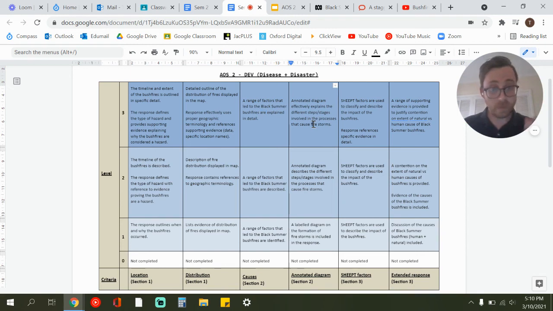Section 2, the annotated diagram. I need to make sure that for each of those steps, each of those parts that I'm labeling on my diagram, I'm not just saying lightning, I am explaining what it is and how it's contributing to the bushfire. Section 3, getting towards the end now. Factors are used to classify and describe the impact of the bushfire using specific evidence in my detailed response. And then the final one, that extended response question where you evaluate to what extent. A range of evidence is used to justify my contention of the extent of natural versus human causes of the Black Summer bushfires.